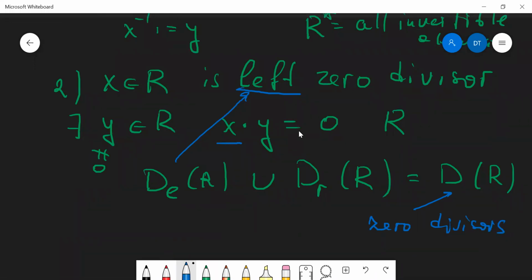So left or right zero divisors are just called simply zero divisors. If I don't want to specify the side, I just say zero divisors, and this means either left or right zero divisor.